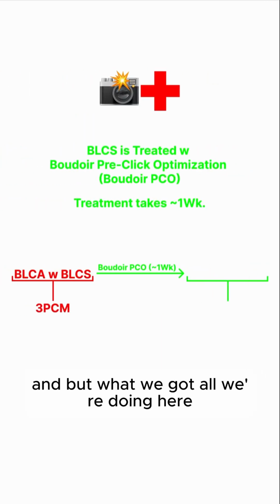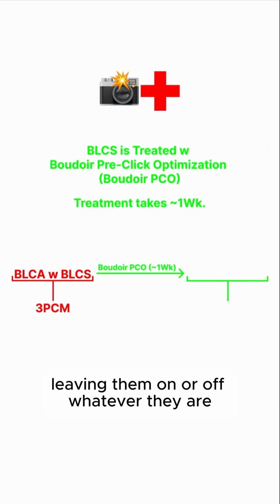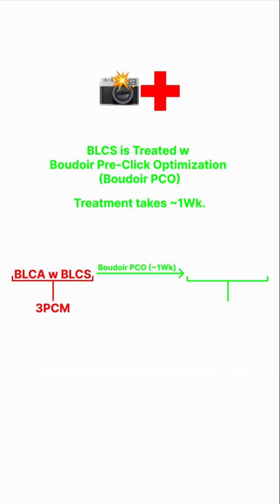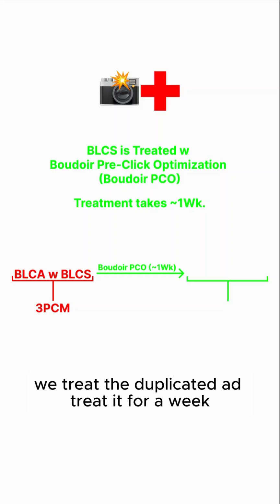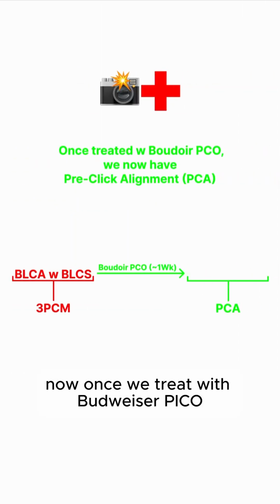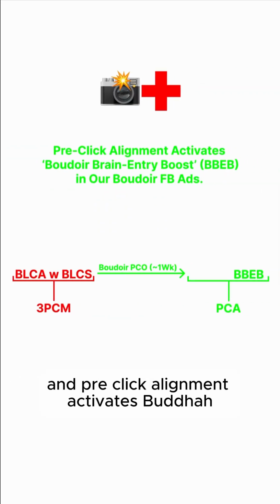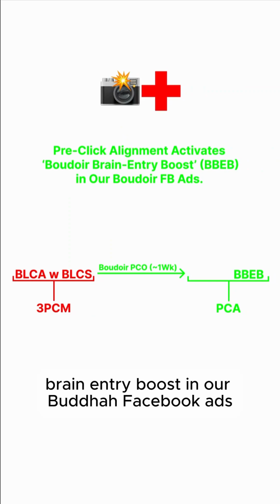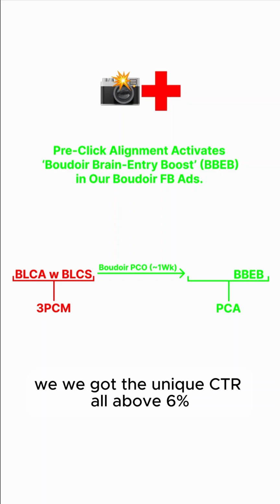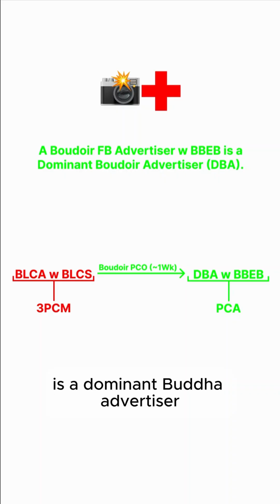And with boudoir Pico, all we're doing is duplicating the current ads, leaving them on or off, whatever they are, and we treat the duplicated ad. So we don't touch the original, we treat the duplicated ad for a week. At the end of the week, we keep whichever one has better metrics. Now, once treated with boudoir Pico, we now have pre-click alignment, PCA. So we get rid of the three pre-click mistakes, we got pre-click alignment. And pre-click alignment activates boudoir brain entry boost in our boudoir Facebook ads. Basically, we got the unique CTR above 6%. And a boudoir Facebook advertiser with boudoir brain entry boost is a dominant boudoir advertiser, a DBA.